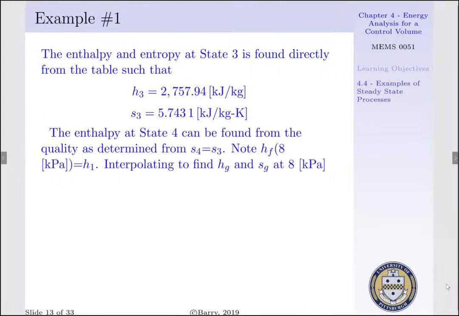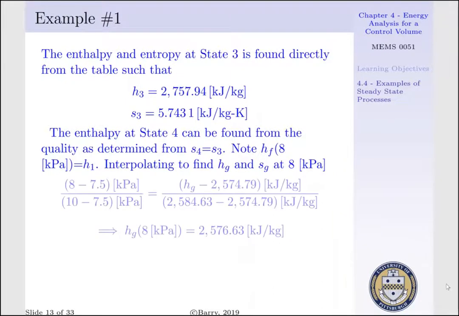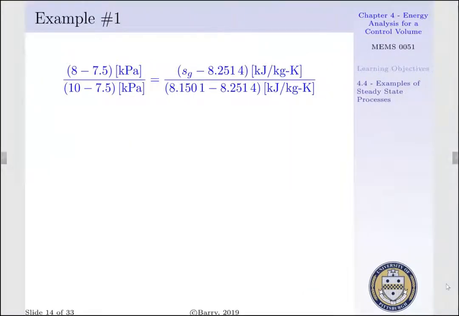Now, the enthalpy at state 4 can be found based upon quality and the fact that our entropy at state 4 is equal to our entropy at state 3. That is, we are assuming our turbine is a constant entropy device. Noting that our saturated liquid specific enthalpy evaluated at 8 kPa is equal to that of our enthalpy at state 1, we can interpolate to find hg and sg at 8 kPa. Our saturated vapor specific enthalpy at 8 kPa is found to be 2576.63 kilojoule per kg. And our saturated vapor specific entropy at 8 kPa is found to be 8.23114 kilojoule per kg K.